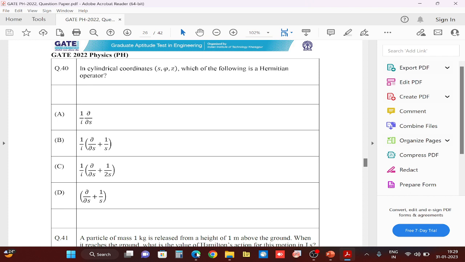Okay. Let me check one thing. 1 by x. Okay, 1 by 2s. Then I have to calculate. Then I'm not sure, I was guessing. Okay. Let me just try how to check the Hermiticity of an operator, and I'll also do it here. Then I'll let you know. Just give me a minute.